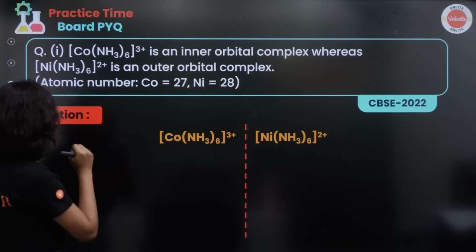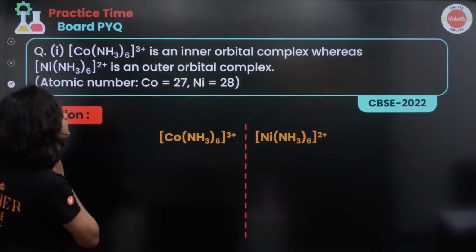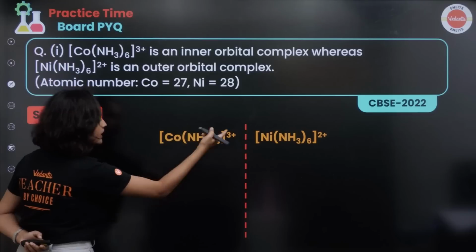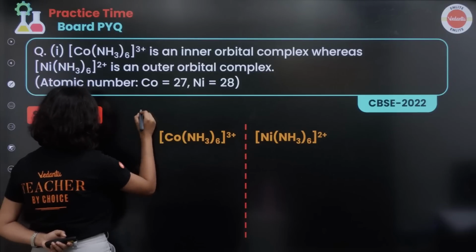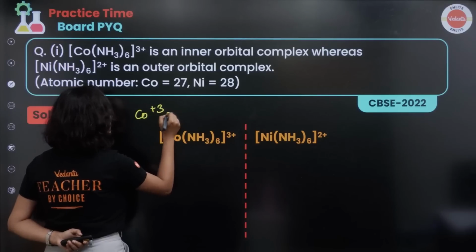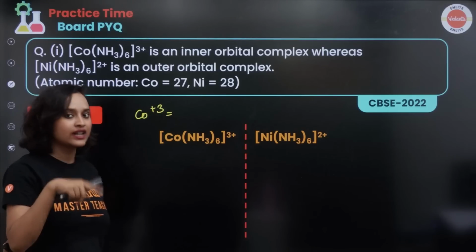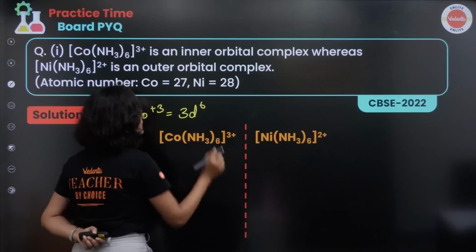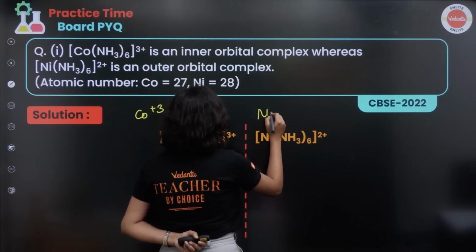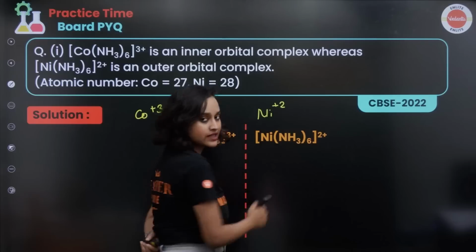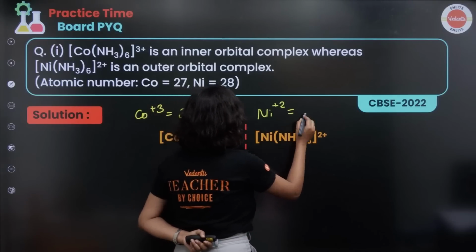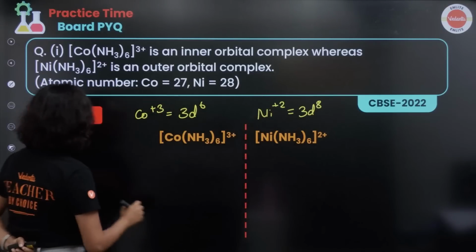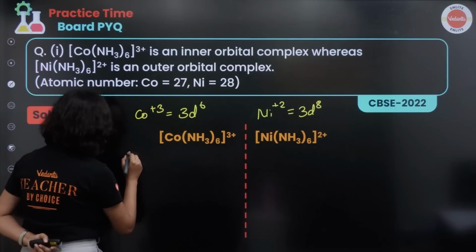Now, let's do the first one here. [Co(NH3)6] is an inner orbital complex, whereas [Ni(NH3)6], let's find it out. Co is 27, it's given already, and Co is in plus 3 state. So 27 would be 3d7 4s2, but in plus 3 state, that means it is 3d6. Now, Ni is in plus 2 state, so 28 means it is a 3d8 system. Now here, check it out. 3d6.